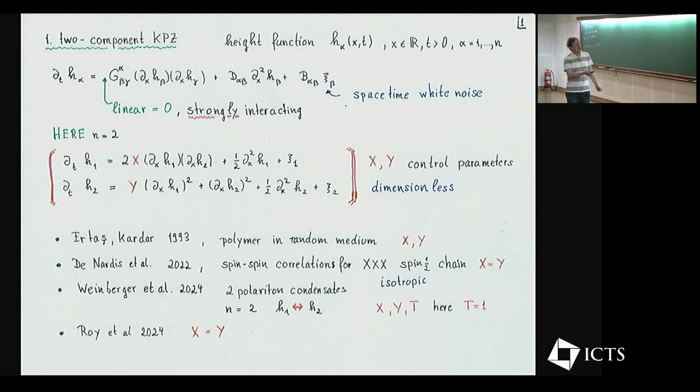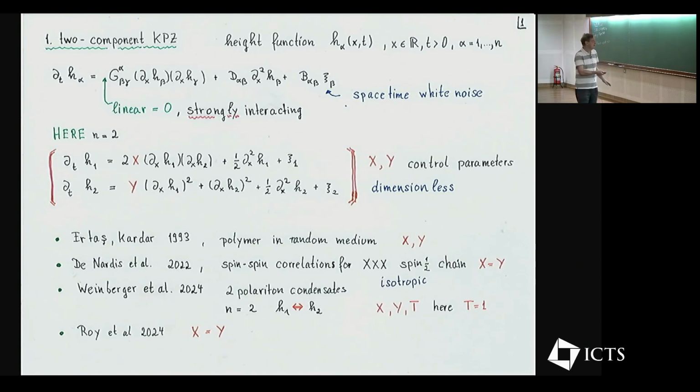And then, the system reduces enormously. You have still another non-universal parameter, which is capital T, but otherwise, it's exactly that system. Okay, so that's a good motivation. And so now the question is, how does the universal behavior depend on these two control parameters? That's a simple question, right?